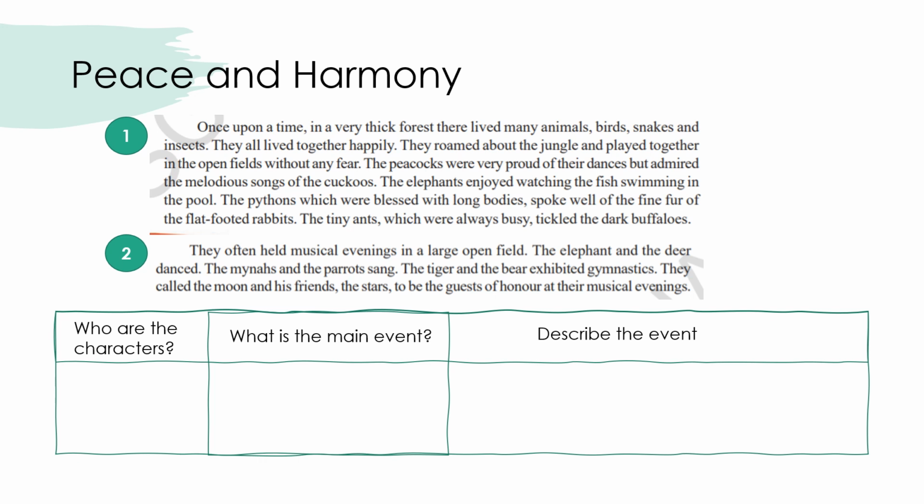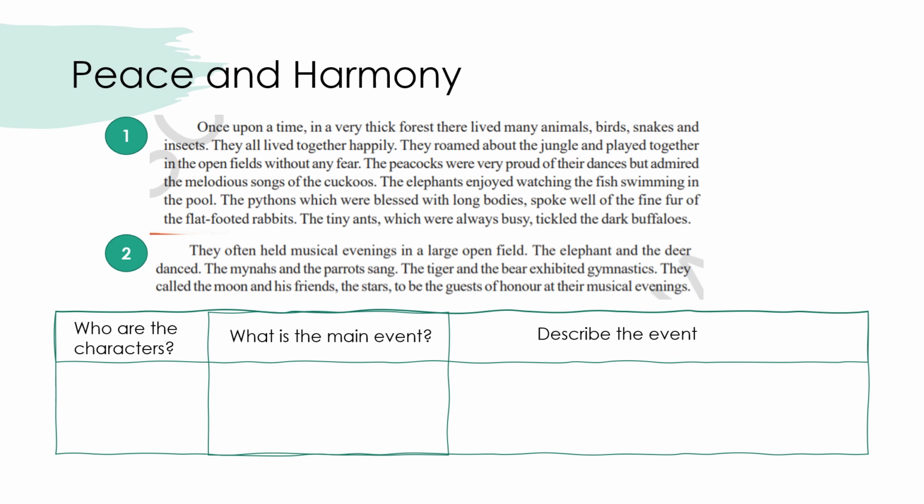So I have finished reading the second paragraph now, and I just stop and think what I have read. What I can remember from this paragraph is that it is talking about a musical evening that is happening in a large open field. It also talks about all the animals performing in this musical event. And they also have invited quite a few guests like the moon and the stars.